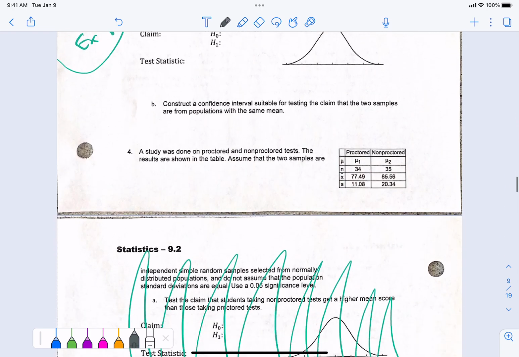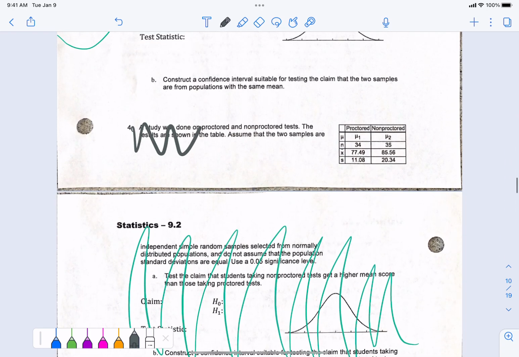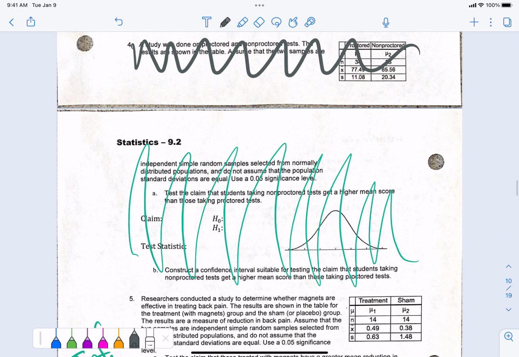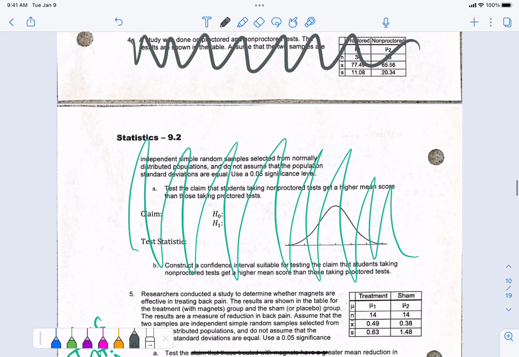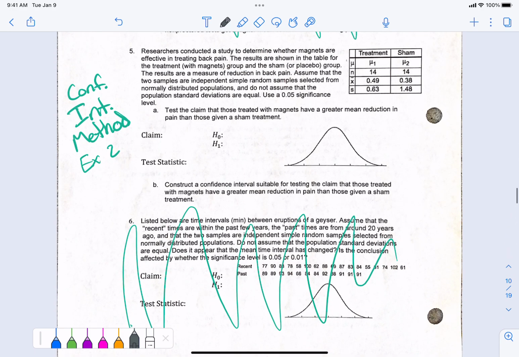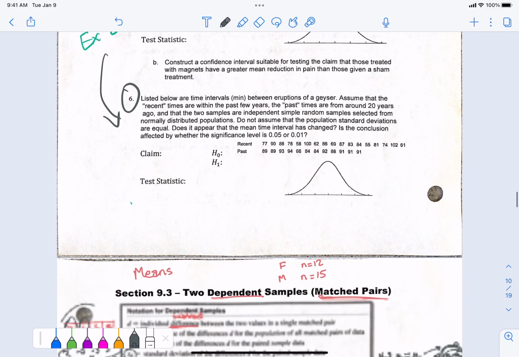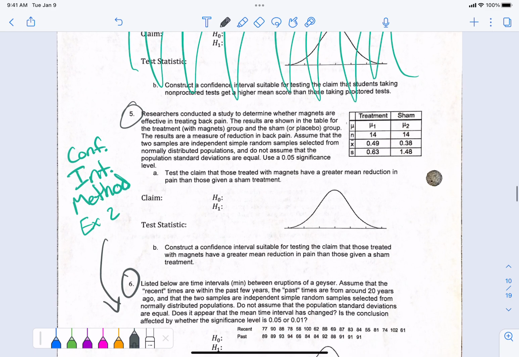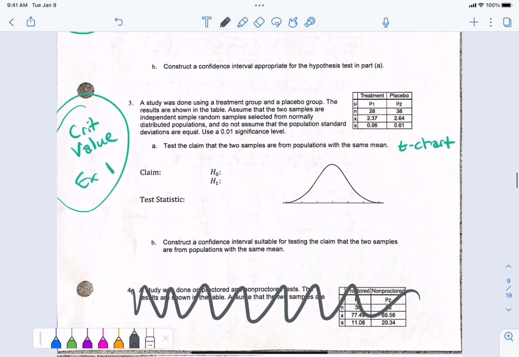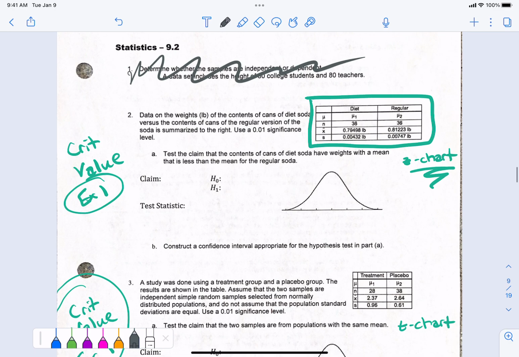We are going to skip example number 4 because it gets split at the bottom of the page and the top of the page, and it's just too confusing to flip back and forth. Then we're going to do the confidence interval method for 5 and 6, but we won't do those until Monday. We'll skip 4 completely and skip 1 completely. So you really have 2 homework problems. That's it. Critical value method.